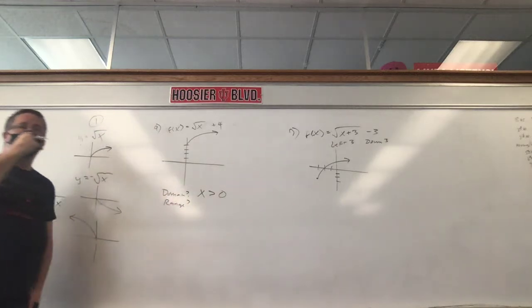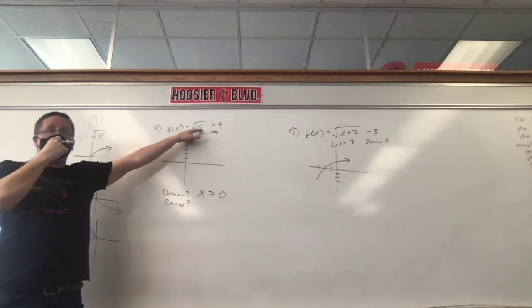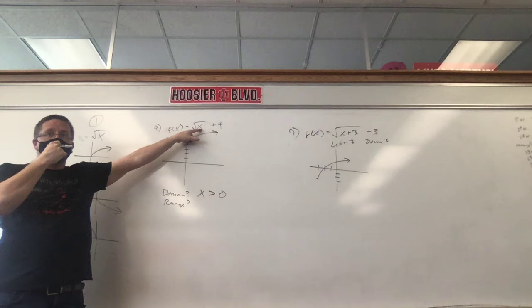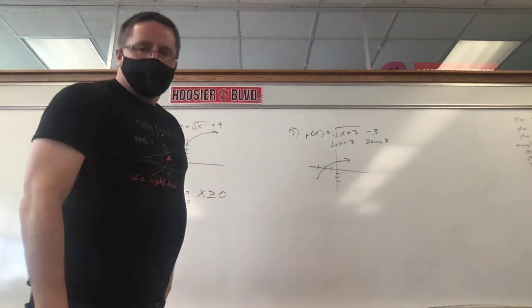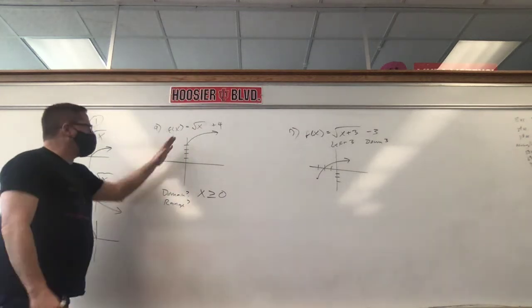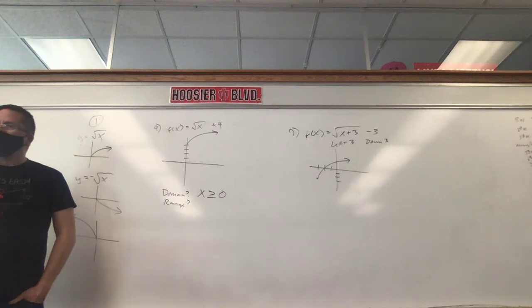Does it actually get to 0 or not? Can we plug in 0 here? Are we allowed to plug in 0? Yeah, we just can't plug in what numbers? Negatives. So we have to put an equal sign under it. Domain is x is bigger than or equal to 0. Now the range. Don't look at it left and right. Look at it up and down.